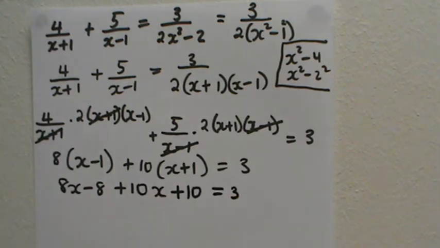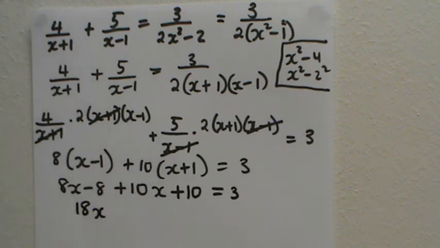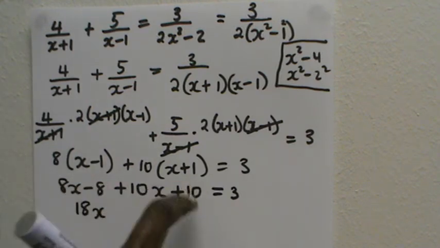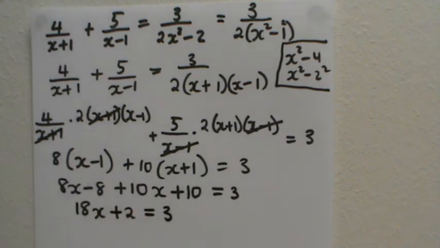And then I collect my like terms. How many x's do I have? I have 8 over here, I have 10. Add them together, there should be 18 x's. I have minus 8 rather, and then I add 10. This should be positive 2, and then this is 3. So when you're solving a linear equation, very simple to do. Everything with x on one side, everything without x on the other side. So this 2 should go that side. So I have 18x is equal to 3 minus 2.